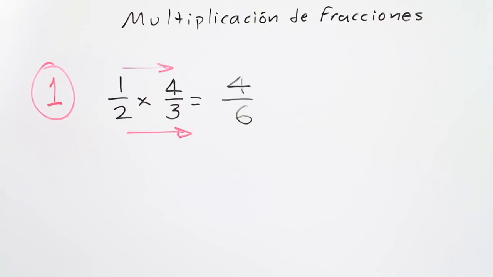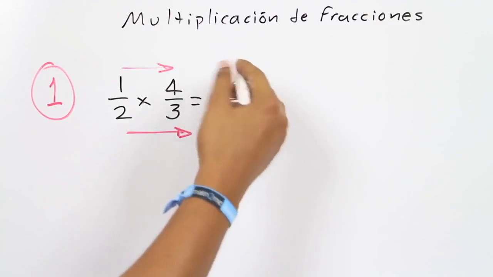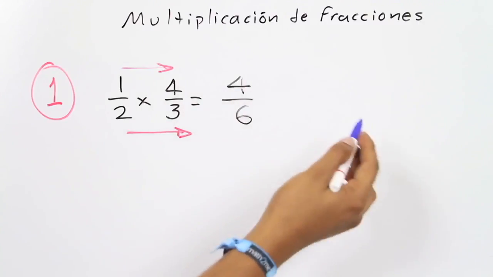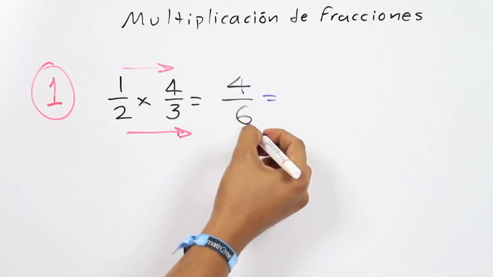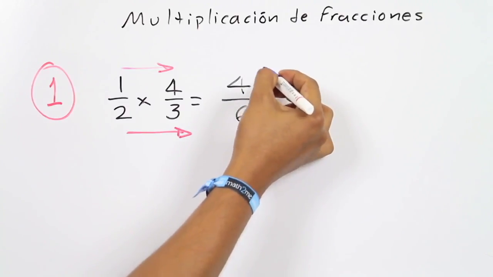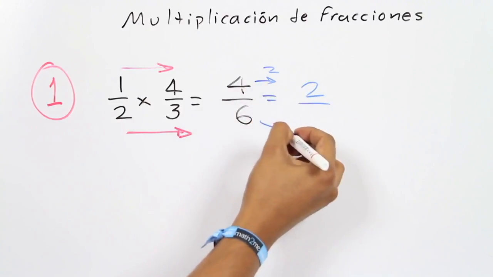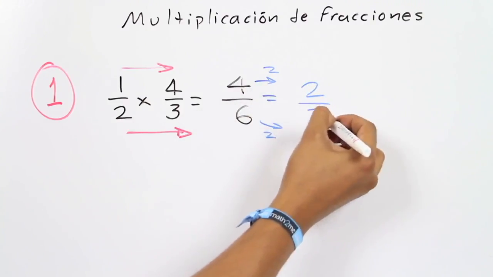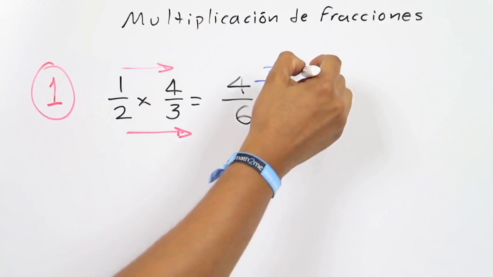However, it is recommended to simplify any fraction if it is possible, because usually this is how answers are requested in some tests or books. As 4 and 6 are even numbers, both can be divided by 2. So 4 over 2 is 2 in the numerator, 6 over 2 is 3 in the denominator, and now we have the simplest form of this fraction.